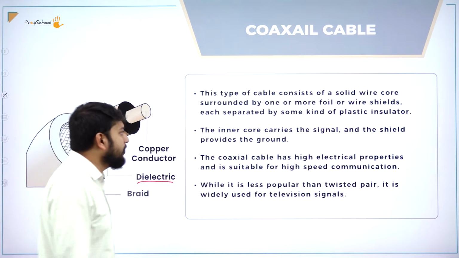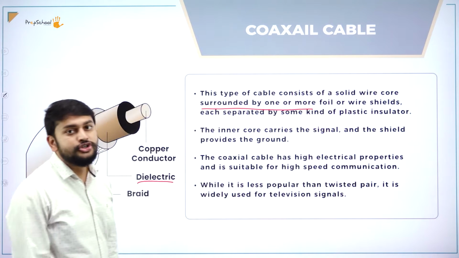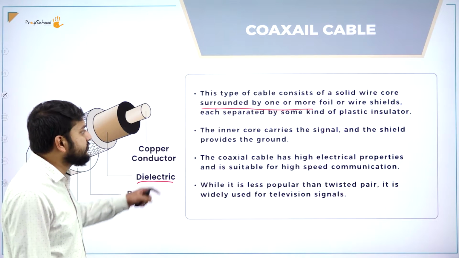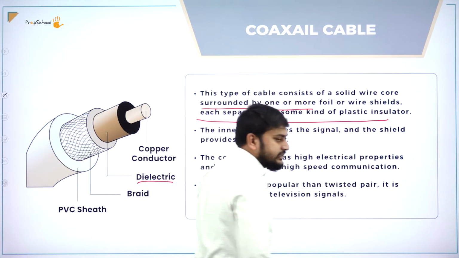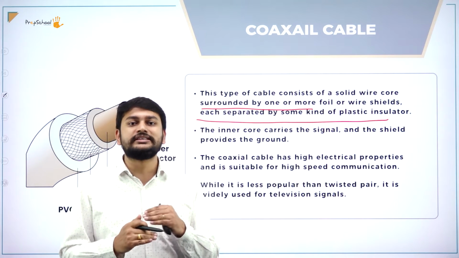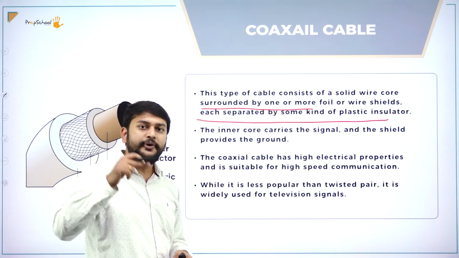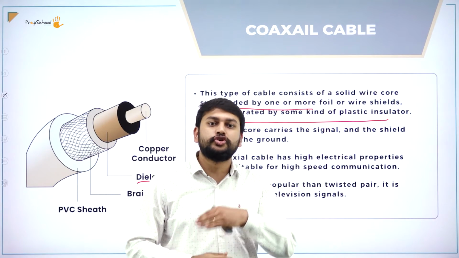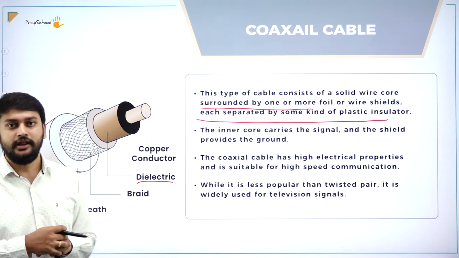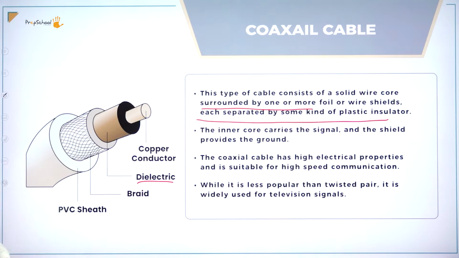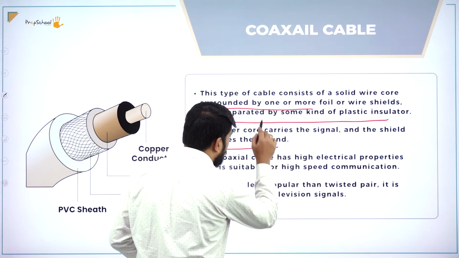This type of cable consists of a solid core surrounded by one or more foil or wire sheets, each separated by some kind of plastic insulator. So each layer is separated by a plastic insulator. I told you in the beginning that the solid copper wire has different layers, and each layer is separated by a plastic material, is what they are trying to explain in the first point. The inner core carries the signal and the shields provide the ground.